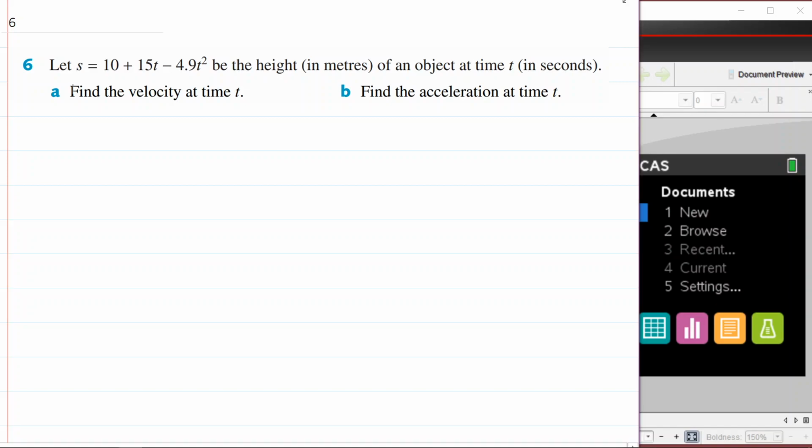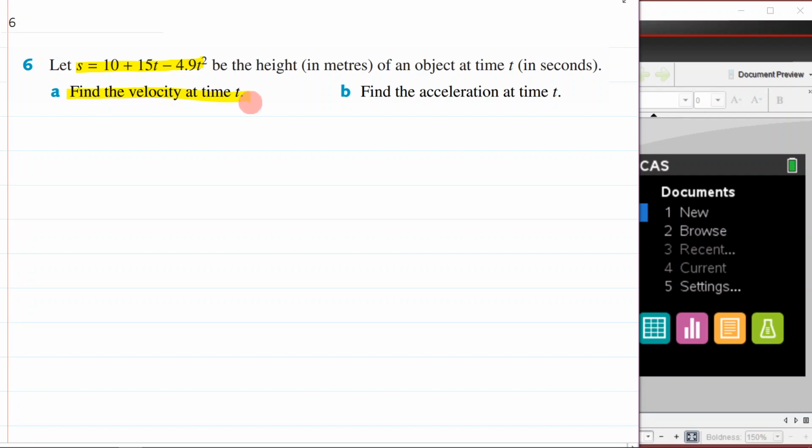Welcome. So we're going to go through question 6. We're going to use our CAS to answer this as well. Let's give it a read. It says, let S be equal to this, the height in meters of an object at time t in seconds. Find the velocity at time t.